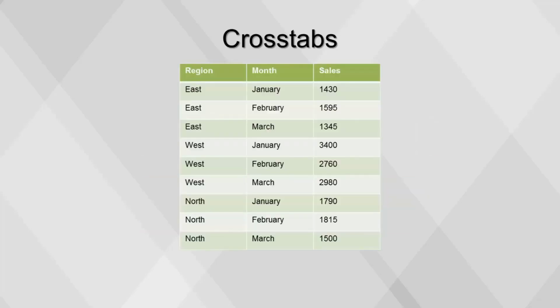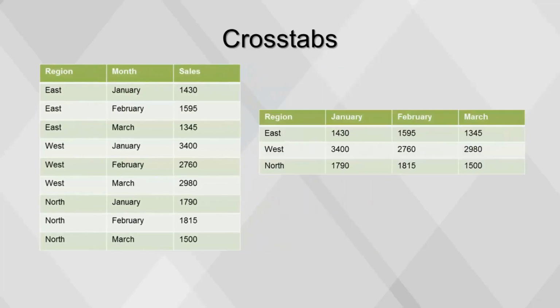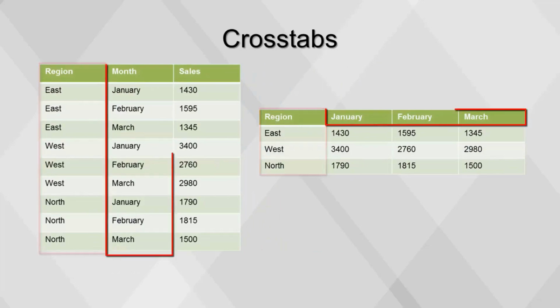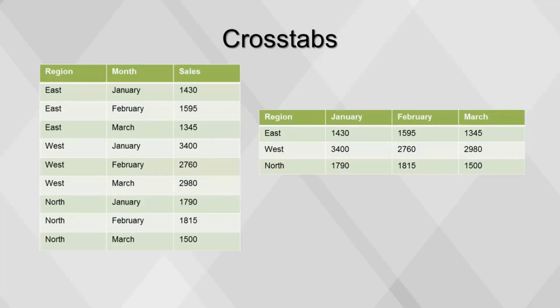For example, this table shows sales by region and month. The data is stored in a form similar to how it would be captured, with one row for every combination of region and month. A crosstab function is performed with region defined as the grouping field, month defined as the header field, and sales defined as the data field. There can be multiple grouping fields, but only one header field and one data field are allowed.